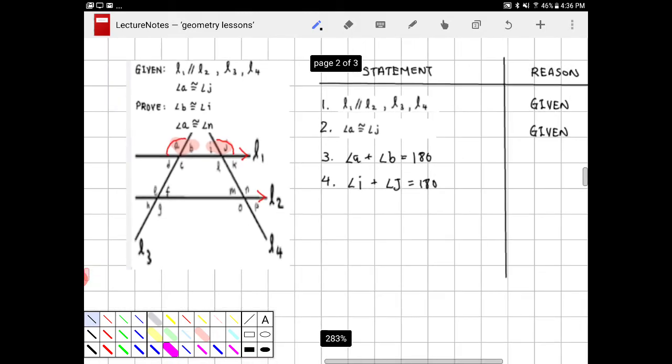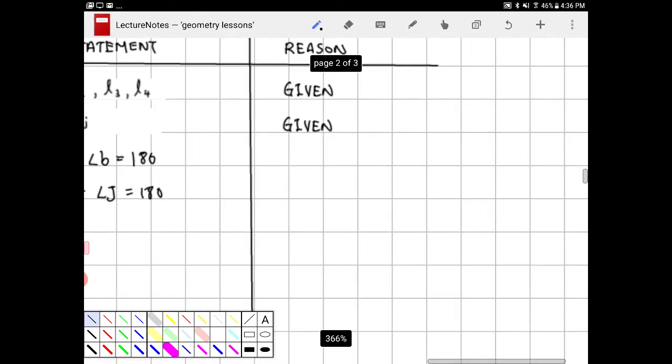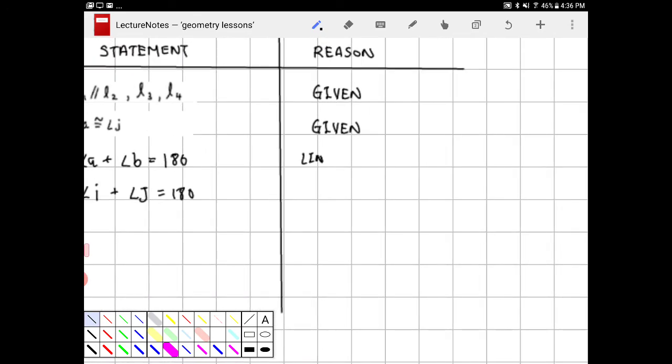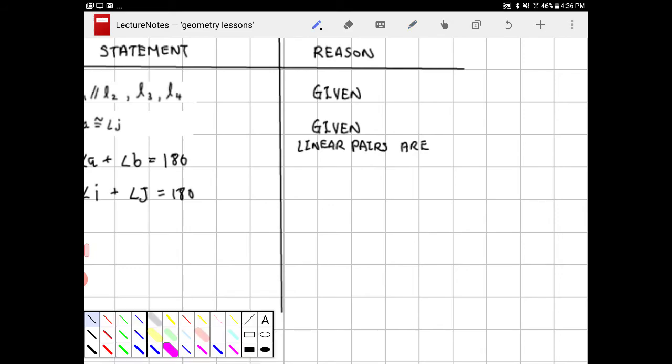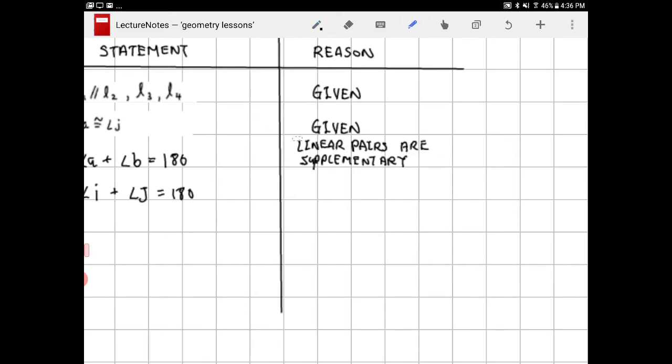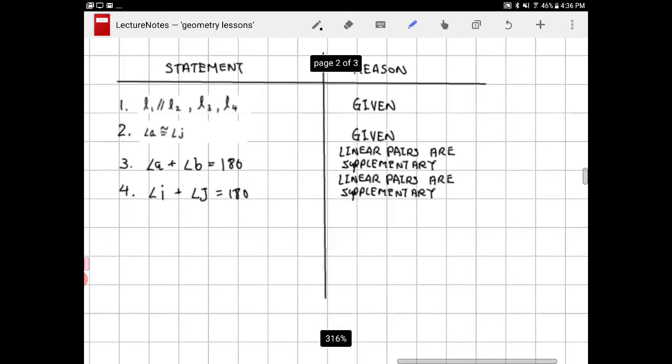And how do I know that? Well, that's because linear pairs are supplementary. I'm going to write that over here. Linear pairs are supplementary. And it's the same reason for both of those statements. Linear pairs are in fact supplementary.